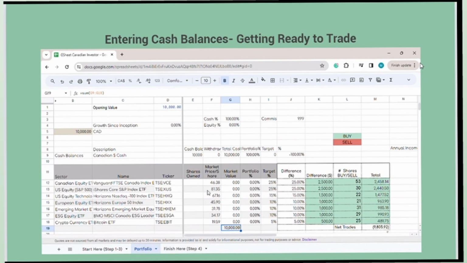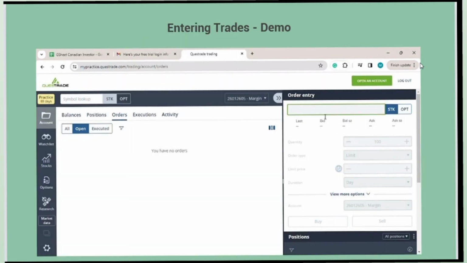If we switch to the portfolio tab, you will notice that the market price for the ETFs is automatically populated, which shows you how many shares of each ETF to purchase. Okay, we're ready to start trading. I am using the Questrade demo trading platform, but you can execute this strategy in any online discount broker.